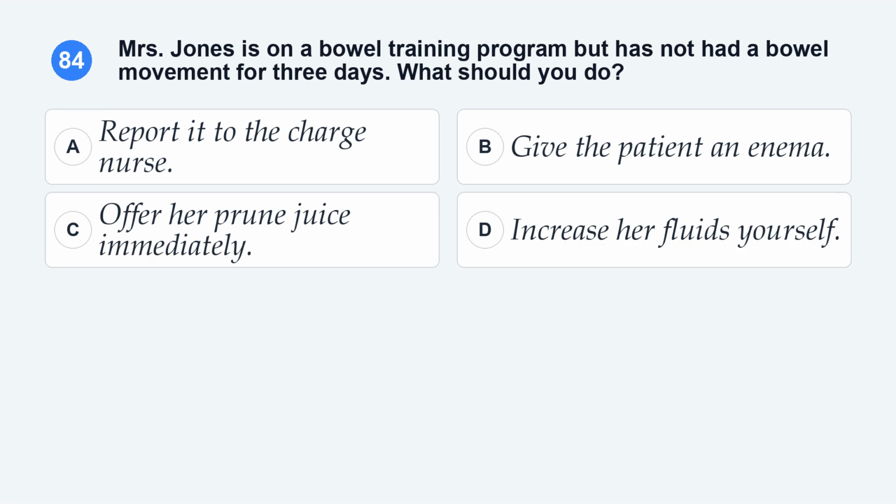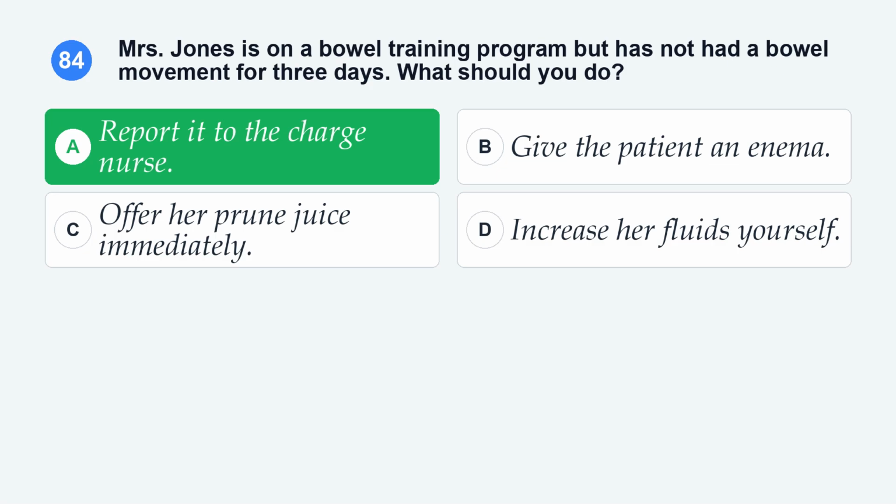Question 84. Mrs. Jones is on a bowel training program but has not had a bowel movement for 3 days. What should you do? Option A. Report it to the charge nurse. Option B. Give the patient an enema. Option C. Offer her prune juice immediately. Option D. Increase her fluids yourself.